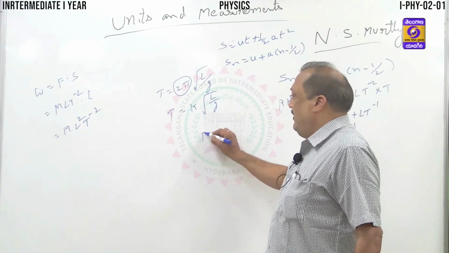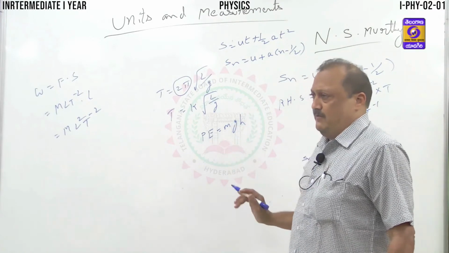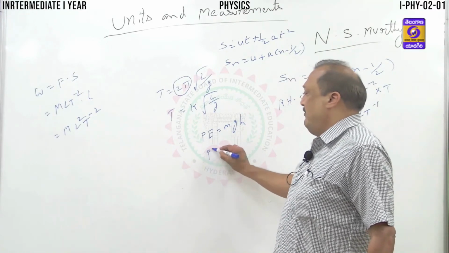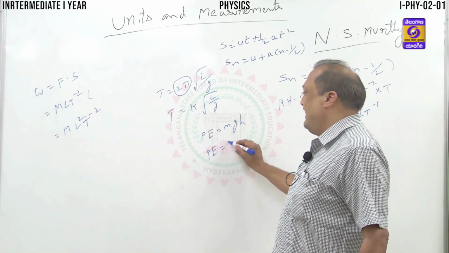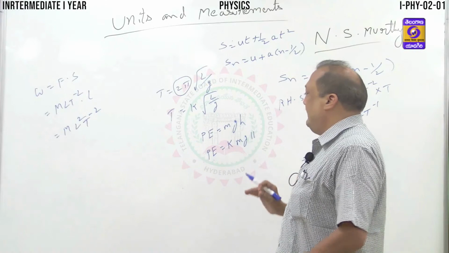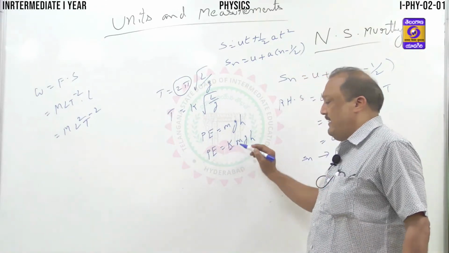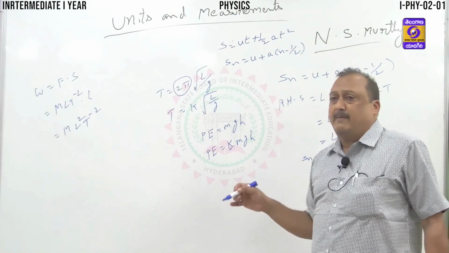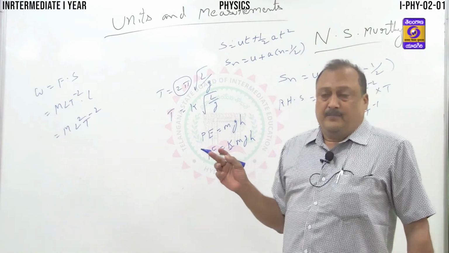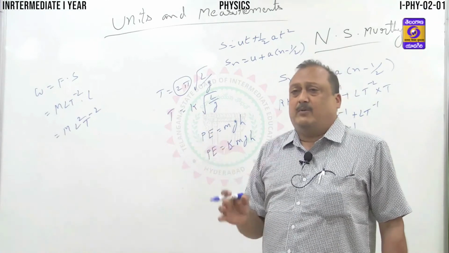We can derive potential energy equal to mgh. Using the dimensional method, we can prove potential energy equal to some constant into mgh. That constant is equal to 1, but we cannot calculate the K value using this dimensional method. So, first one, we can check the equations.